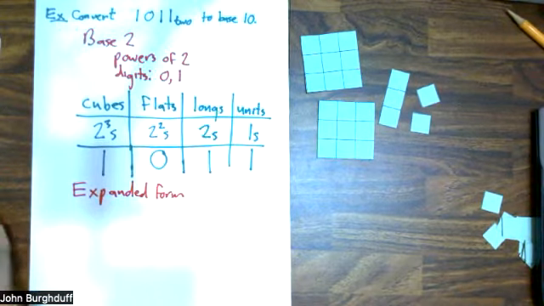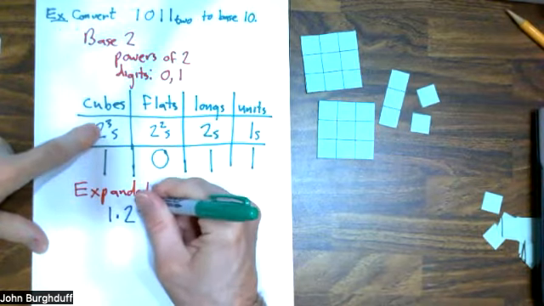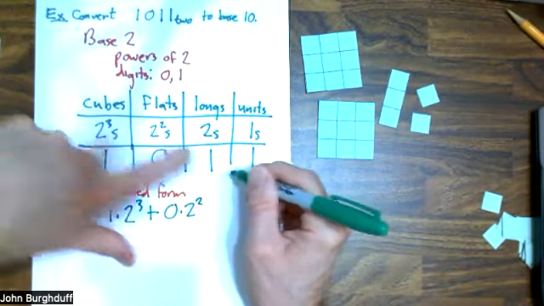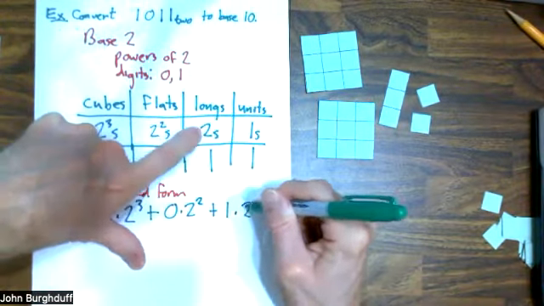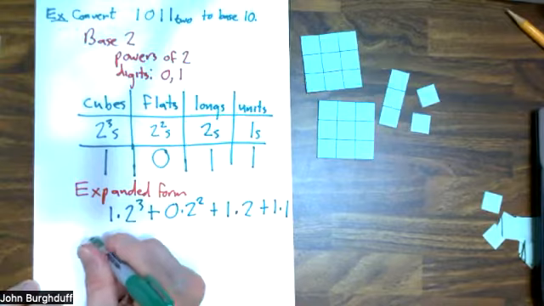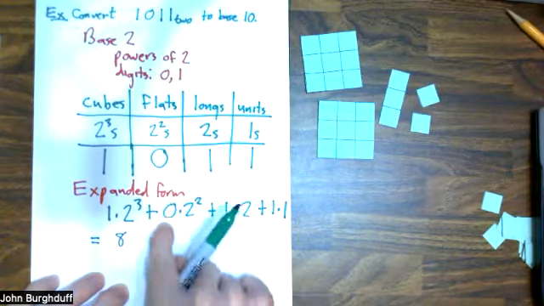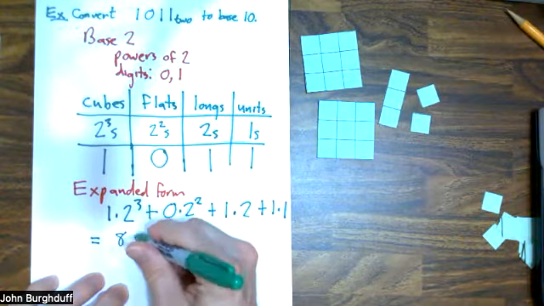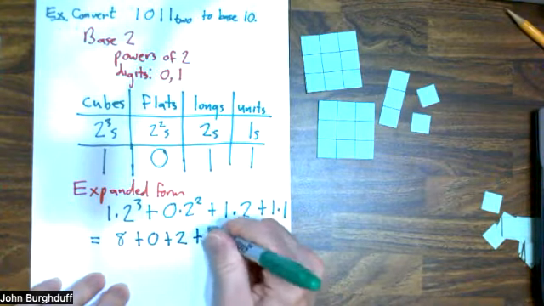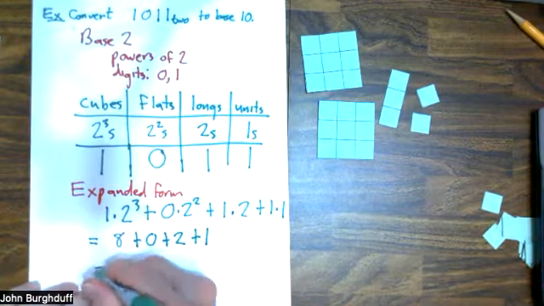And that would be this many 2 cubes. So 1 times 2 cubed, this many 2 squareds, this many 2s and that many 1s. And then we can just simply do the math. 2 cubed is 8, times 1 is still 8. 2 squared is 4, but times 0 would give me 0. 1 times 2 is 2, and 1 times 1 is 1. So just doing the math, we see that we'd have 8, 10, 11.